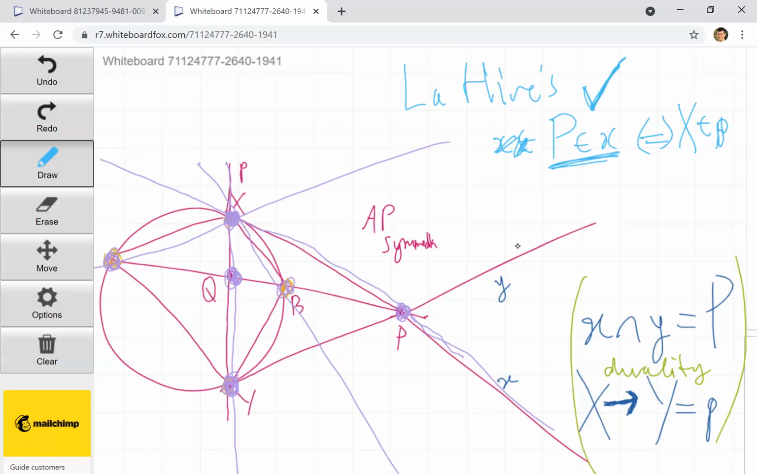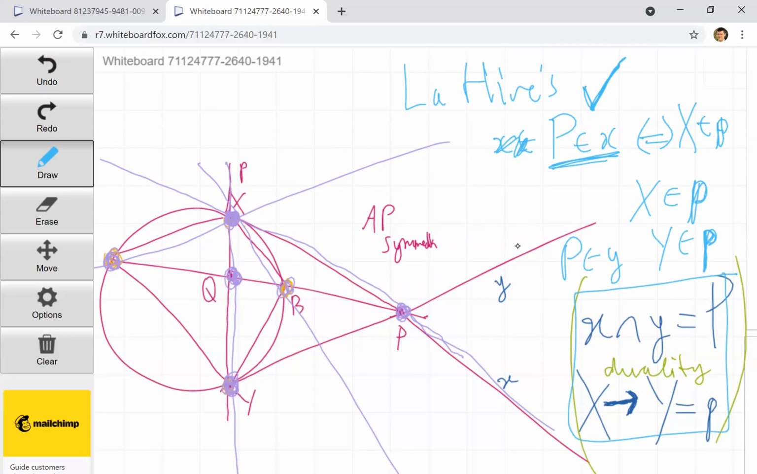So therefore, X lies on P, yeah? Yeah. And P definitely lies on Y. So therefore, Y also lies on P, right? So Yi basically proved this duality for any two lines, right? Because now if X and Y both lie on P, then the line P has to be the thing going through X and Y, right? Yeah. There's only one line that goes through these two points.